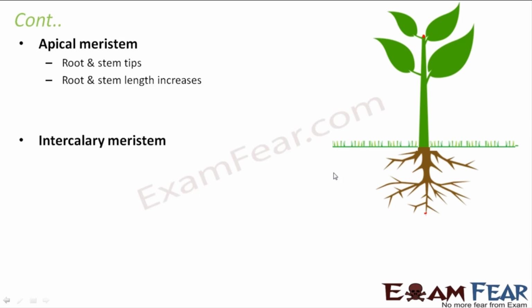Let us now look at the intercalary meristem. What does an intercalary meristem do? First, let us look at where is it present. It is present at the base of leaves and internodes of twigs. So where is it actually located? It is located at the base of the leaves and internodes of twigs.